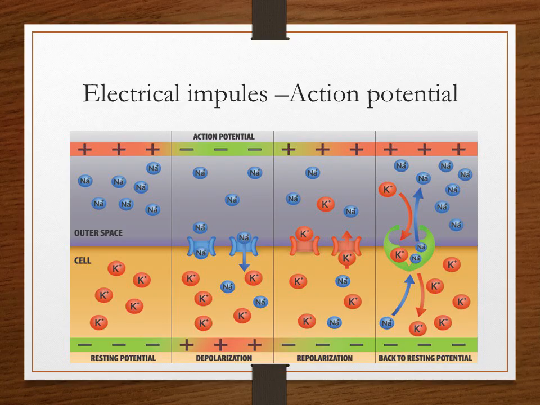And here you can see the electrical impulse or the action potential. The action potential is nothing but you have the sodium and the potassium ions. These positive and negative charges move in and out, that is the sodium and potassium ions, through the gated channels, thus helping in the transmission of impulse: resting potential, depolarization, repolarization, and back to resting potential, which can be better analyzed by this image.